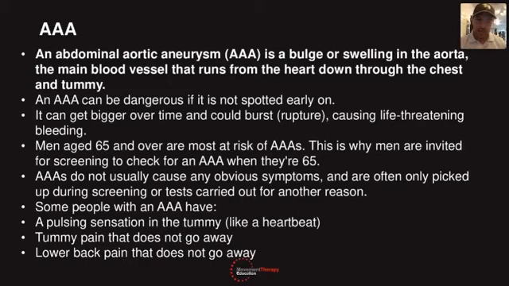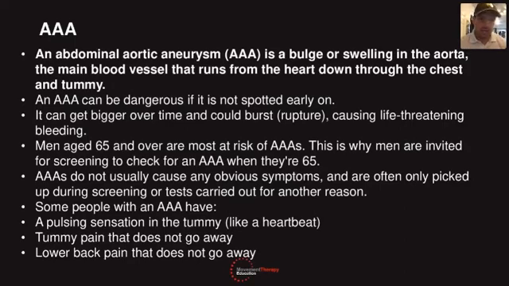A AAA can be dangerous if it's not spotted early on. It can get much bigger over time, and it can rupture. The aorta is the main oxygenated blood supply coming out of your heart from the left ventricle, a really powerful pump. So if you have a split in the aorta, where all that blood is coming out, you don't have long. This is extremely life-threatening, and you need to get someone to a hospital straight away. Ambulance, blue lighted.